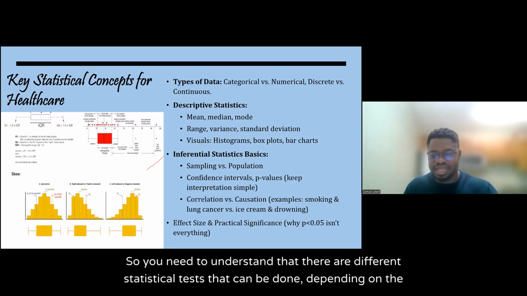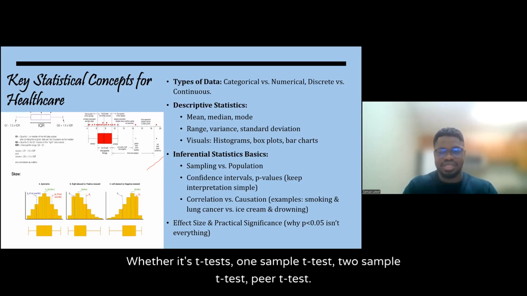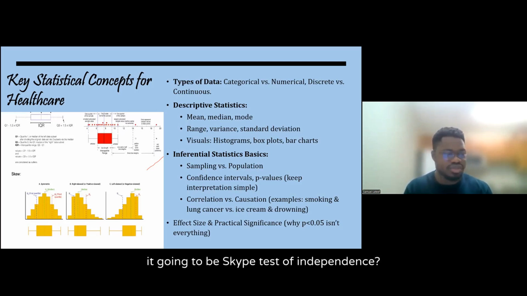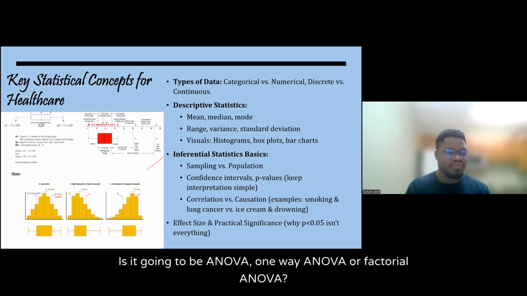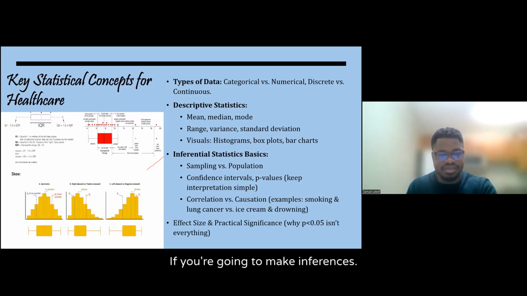So you need to understand that there are different statistical tests that can be done depending on the type of data you have, whether it's a one-sample t-test, two-sample t-test, or paired t-test. You want to check correlation. Are you interested in seeing relationships? Are you interested in regression? Is it going to be a chi-square test of independence? Is it going to be ANOVA, one-way ANOVA, or factorial ANOVA? You need to have an understanding of what is to be done, right? If you're going to make inferences.